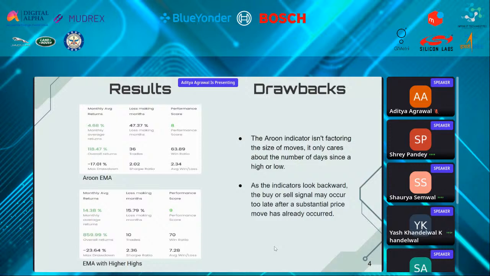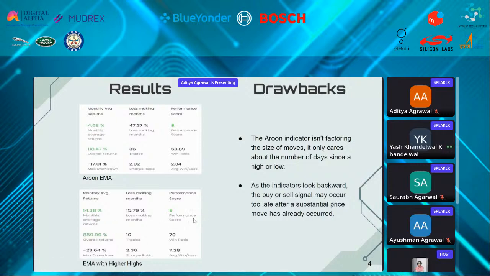Results. These are the backtest results of our strategies, which we have already submitted. The Arun EMA strategy achieves Sharpe ratio 2.02. The EMA with highest strategy achieves Sharpe ratio 2.36.